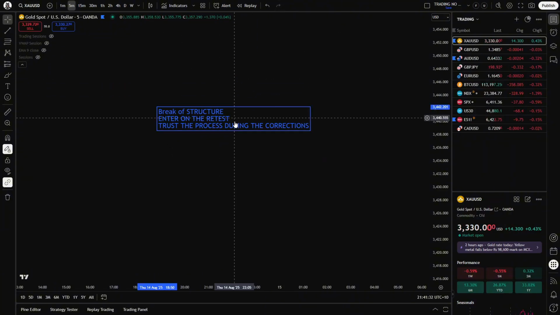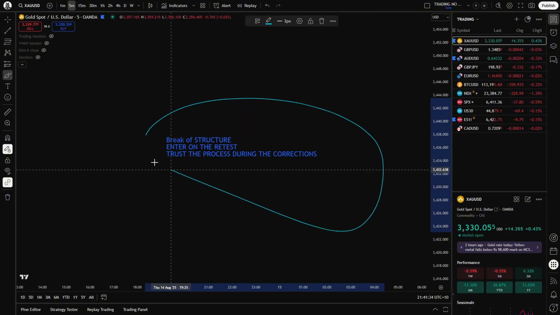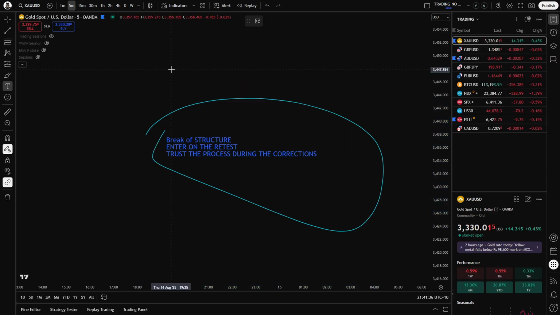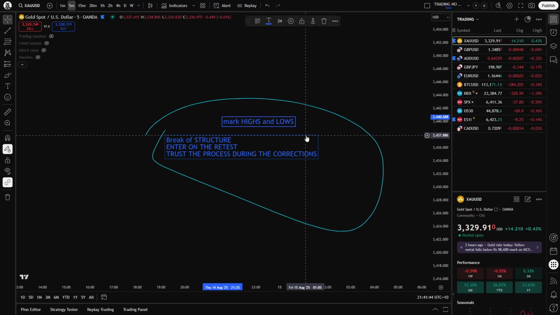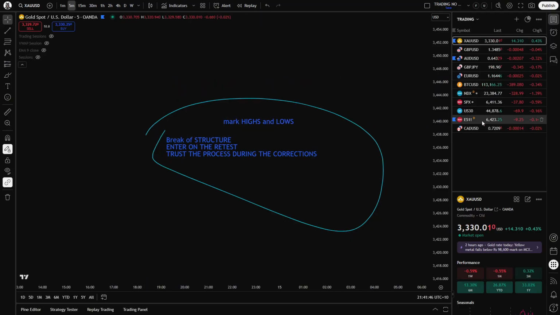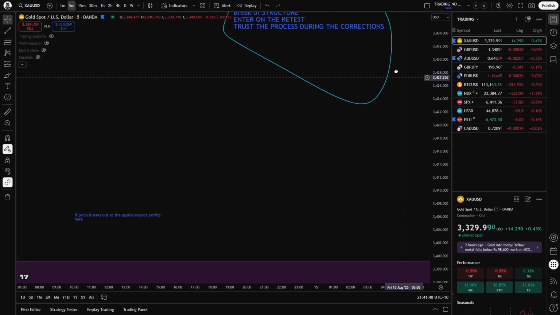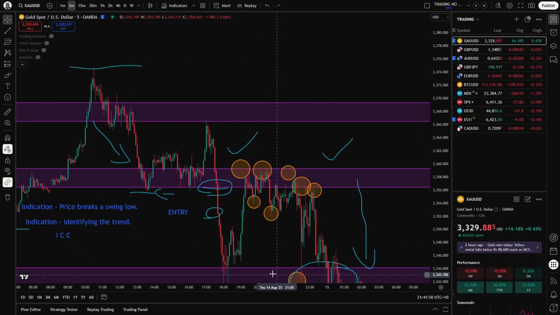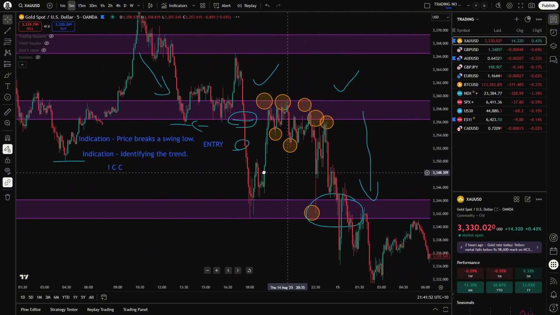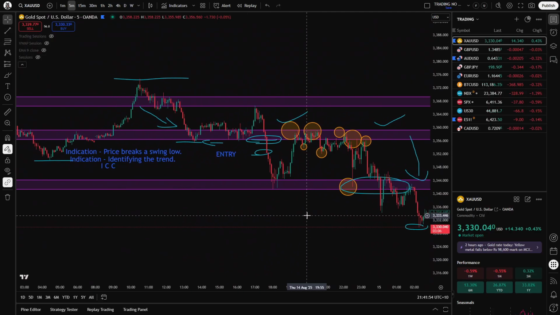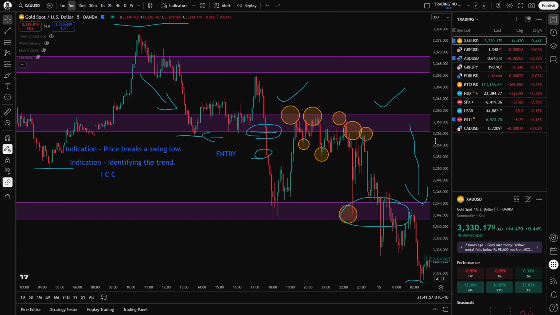This is literally everything you need. Maybe also mark highs and lows. So previous swing highs, previous swing lows, to see if it's a bullish or bearish market. And that's about it. It's the most simple strategy, the easiest strategy. It's just about analyzing the past trend, analyzing the market, following through your correction, and that's it, guys.